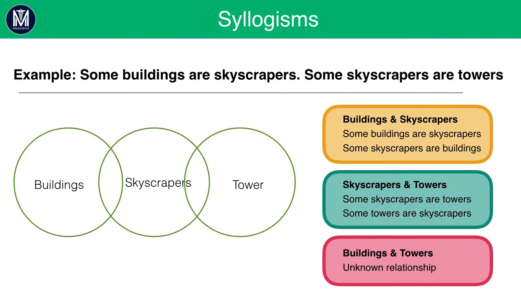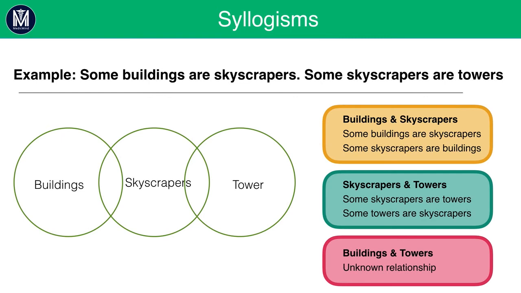An example for this type. Some buildings are skyscrapers, some skyscrapers are towers. Now, look at this straight away. We know that some buildings could be towers, but it's an unknown relationship. We don't know for sure. Because although this does make real life sense, a lot of the syllogisms won't. It could be some buildings are Jaffa cakes, some Jaffa cakes are elephants. Like that makes no actual sense. So don't use any external knowledge here.